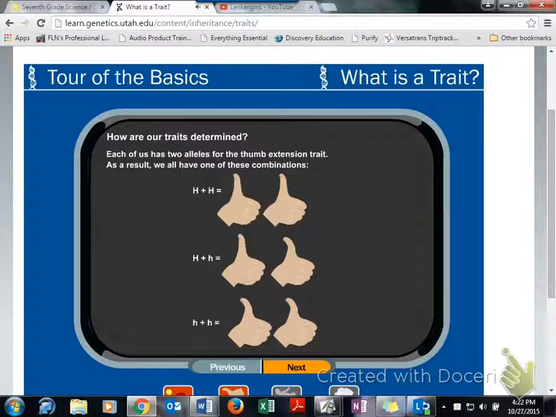Each of us has two alleles for the thumb extension trait. As a result, we all have one of these combinations: big H, big H; big H, little h; little h, little h.